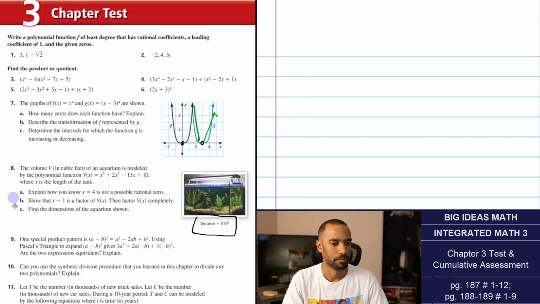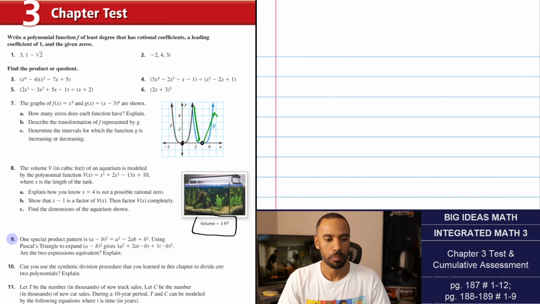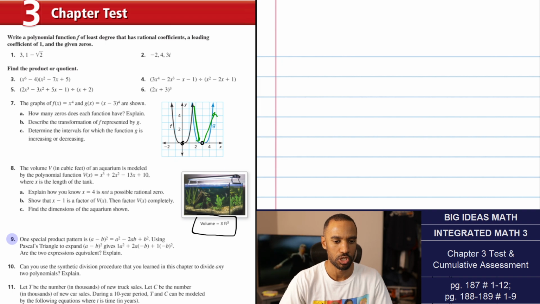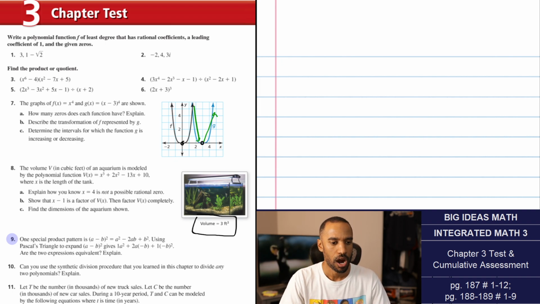Let's go to number 9. One special product pattern is a minus b squared equals a squared minus 2ab plus b squared. Using Pascal's triangle to expand a minus b quantity squared gives you 1a squared plus 2a times negative b plus 1 times negative b squared. Are the two expressions equivalent? Explain. Yes, they are.